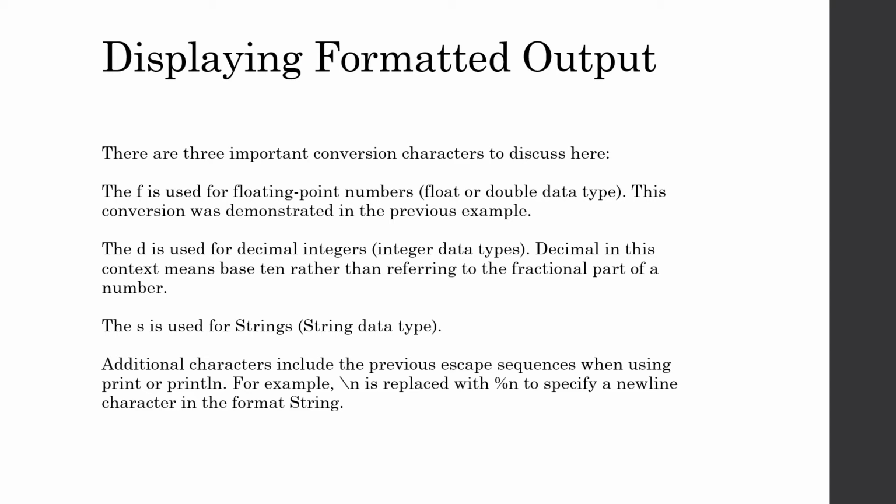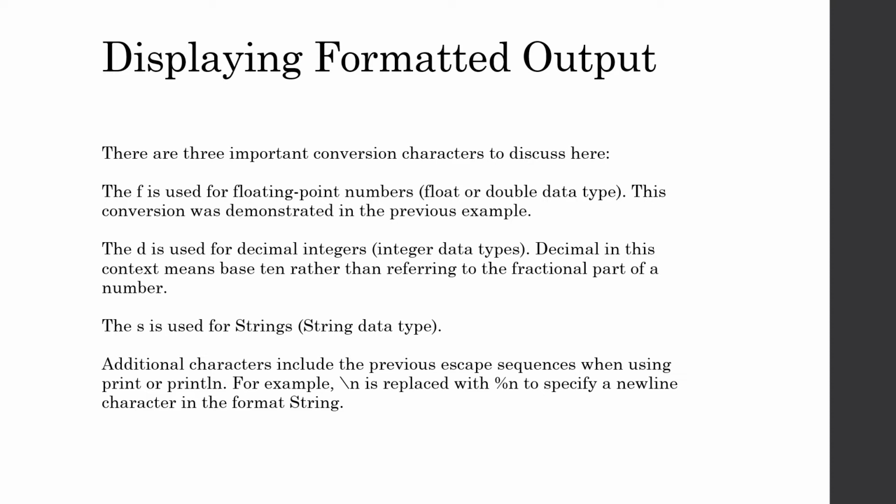The D is going to be used for decimal integers, so this is going to be for anything that is in the integer data types. That would include our byte, short, int, and long. Decimal in this particular context doesn't mean like the decimal or fractional portion that you might be accustomed to seeing. In this context, decimal is meant to mean base 10. So when we say this, basically it means that we're saying a base 10 integer, or since most numbering systems focus on base 10, you basically would just say that it's for integers.